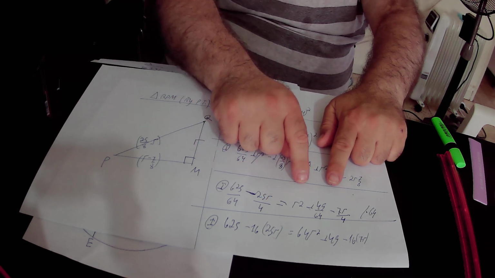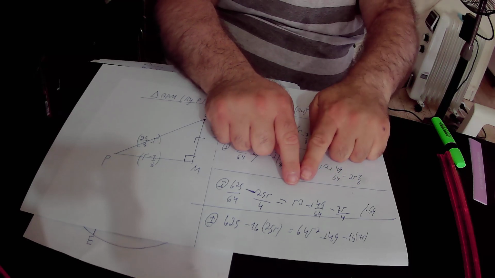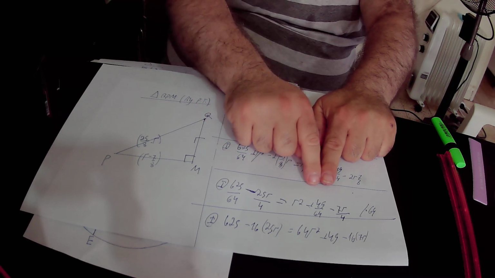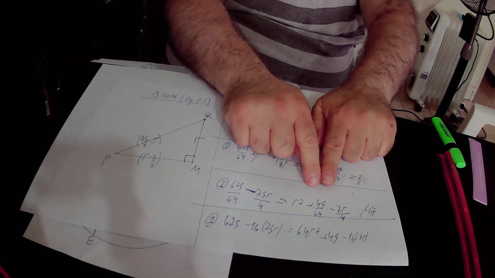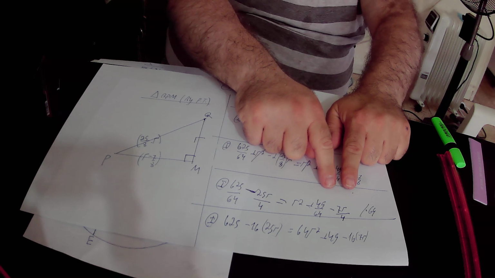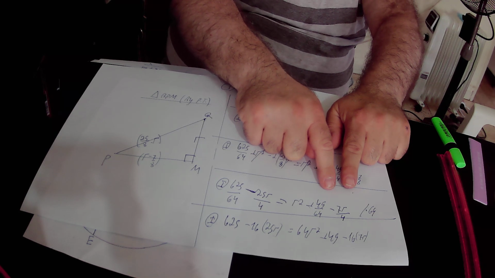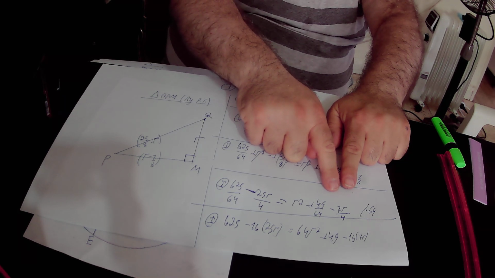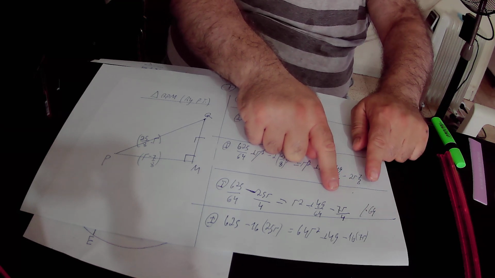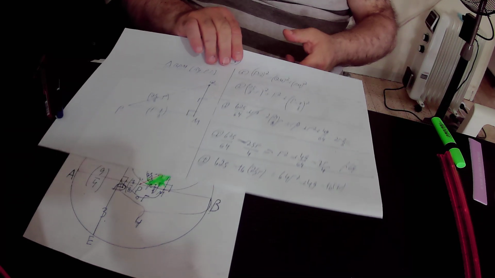And it is equal to r squared times 64, which equals 64r squared. And here we have 49 times 64 over 64, which equals 49. And here we have minus 7r over 4 times 64. It is actually minus 64 over 4, that is minus 16, times 7r. So this expression equals minus 16 times 7r after we multiply it by 64. Okay?